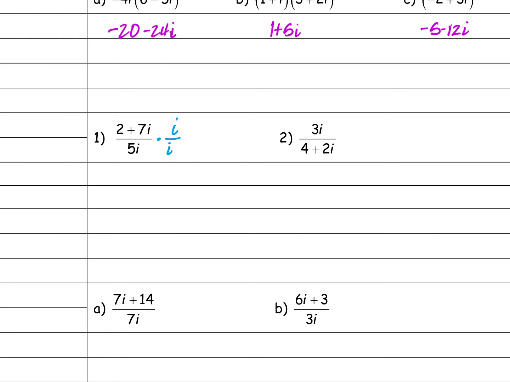So that means in my numerator, I'm going to get 2i plus, oh, that is so not an i. Let me rewrite that. Let's try this again. 2i, there we go, plus 7i squared all over 5i squared. Are we okay with that? Right? And then all my i squareds turn to negative 1s. So that means my answer here would be negative 7 plus 2i, all divided by negative 5. That's it.